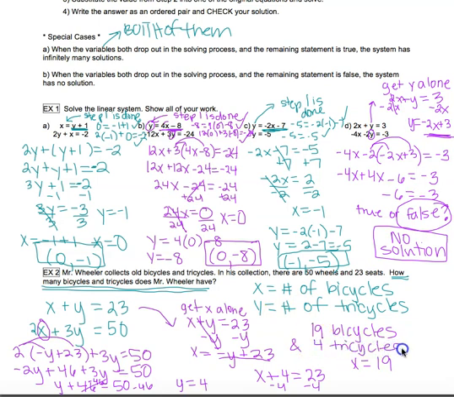And then just check to make sure it makes sense. Seat numbers, 19 plus 4 is 23. That works. Number of wheels, 2 times 19 gives me 38. 4 times 3 is 12. 12 plus 38 does indeed give me those 50 wheels. So I know that this combination works. I checked it, and so I'm good to go.